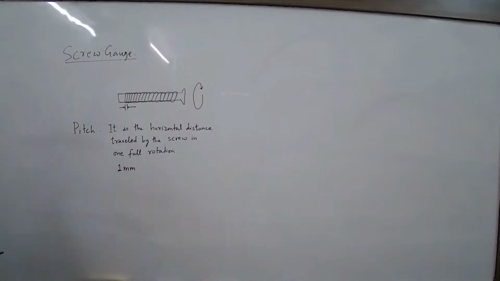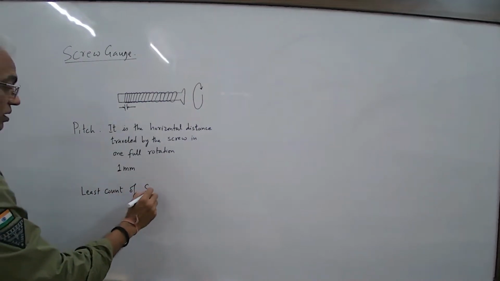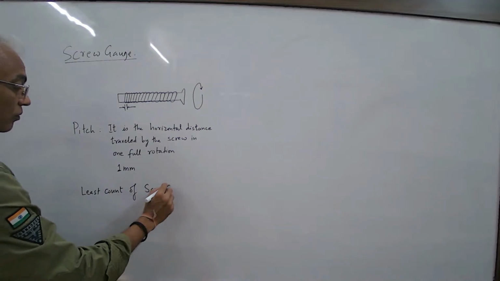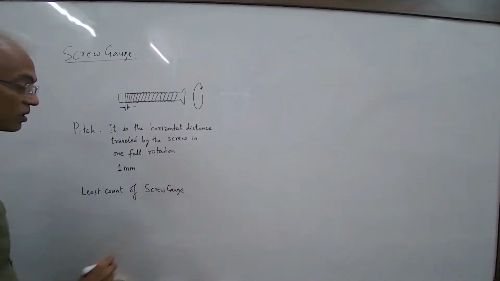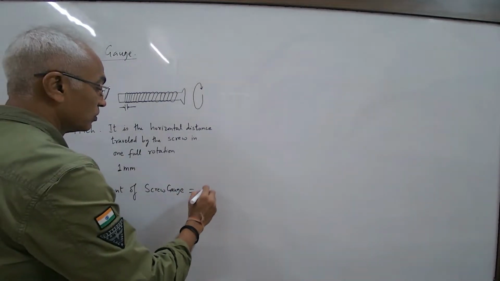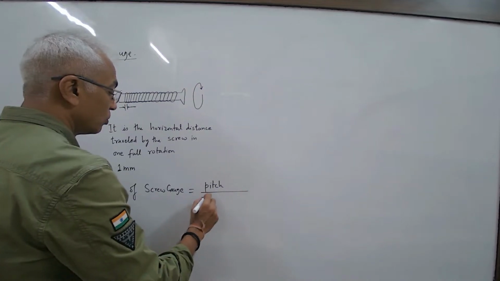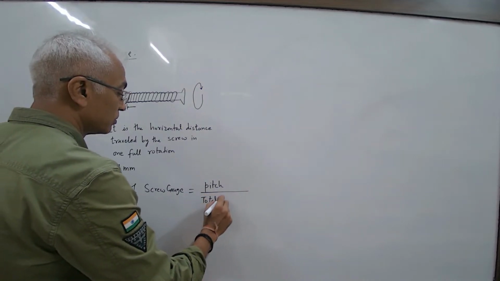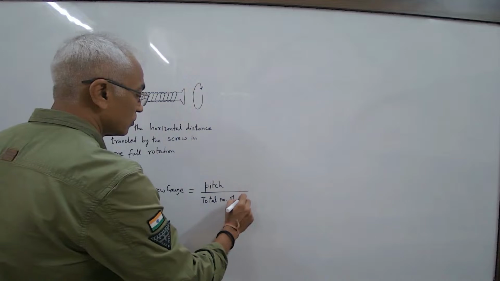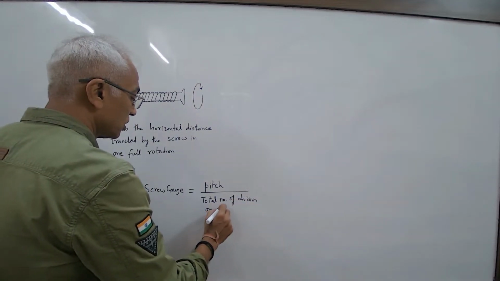Okay. Now, how to calculate the least count of screw gauge? क्योंकि सबसे पहला स्टेप क्या करना है? We have to find the least count. It is defined as pitch divided by total number of divisions on circular scale.